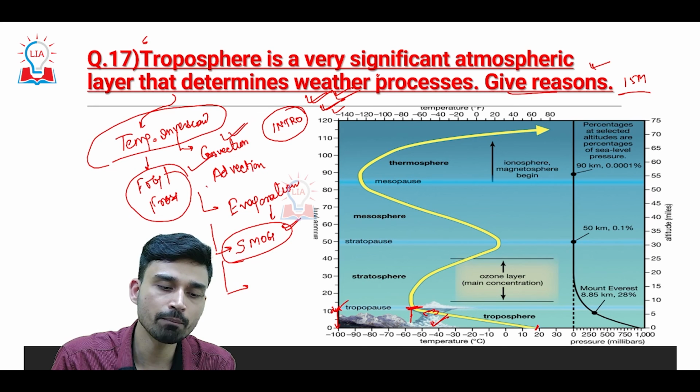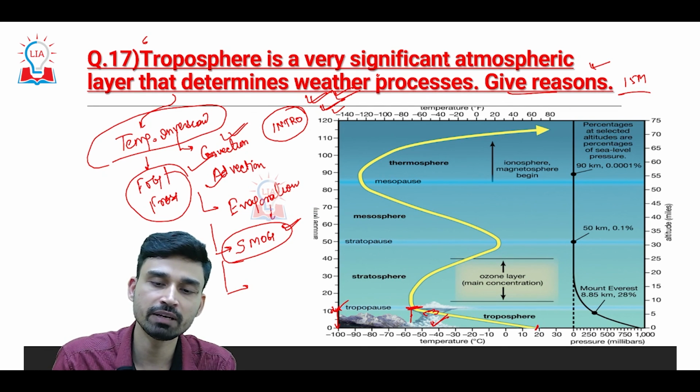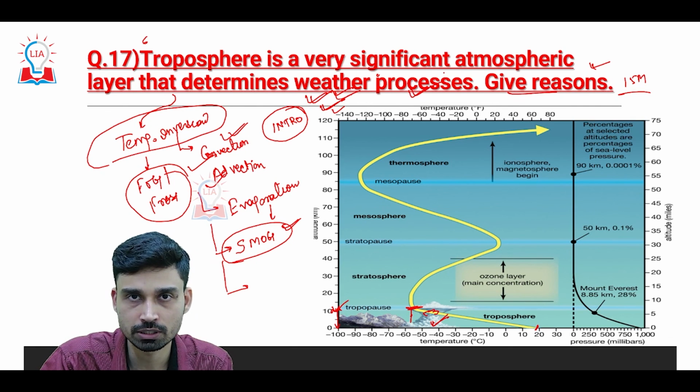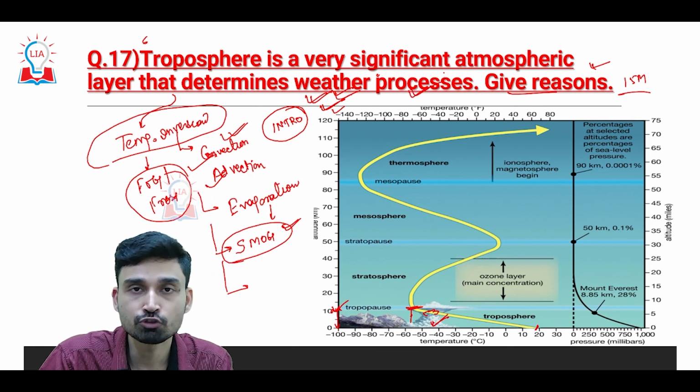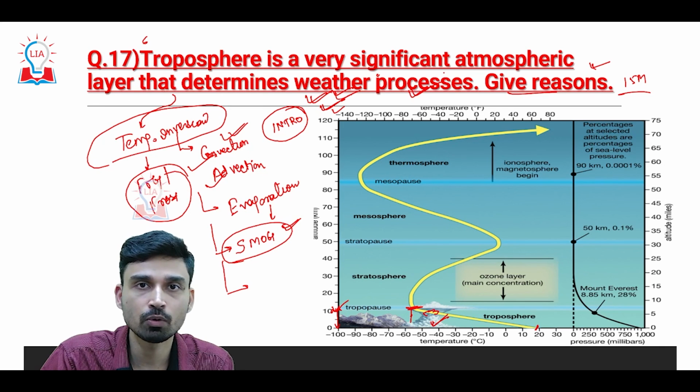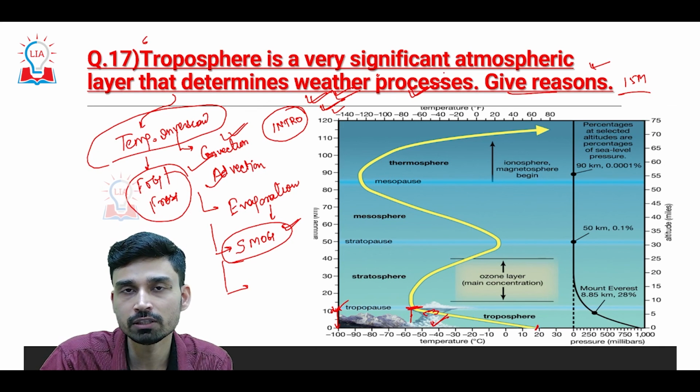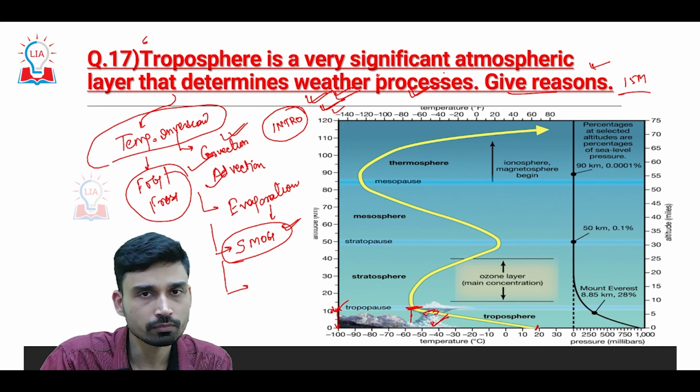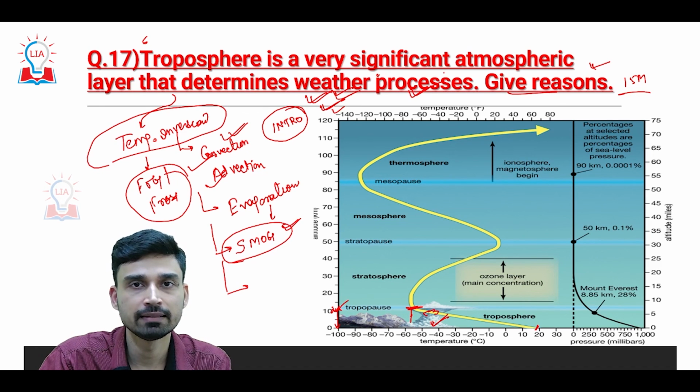By giving these examples, we can show how the troposphere is a very significant atmospheric layer and it determines various kinds of weather processes. Apart from that, we have thunderstorms, tornadoes, cyclones, and hurricanes. All these develop within the tropospheric layer itself. So this is something that you could have written in this particular answer.